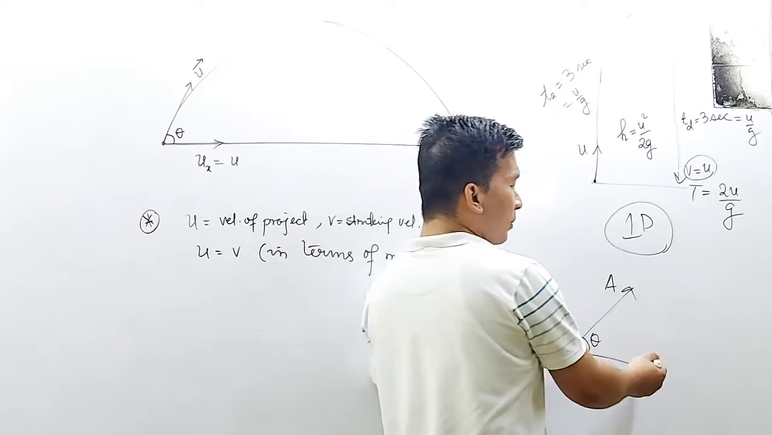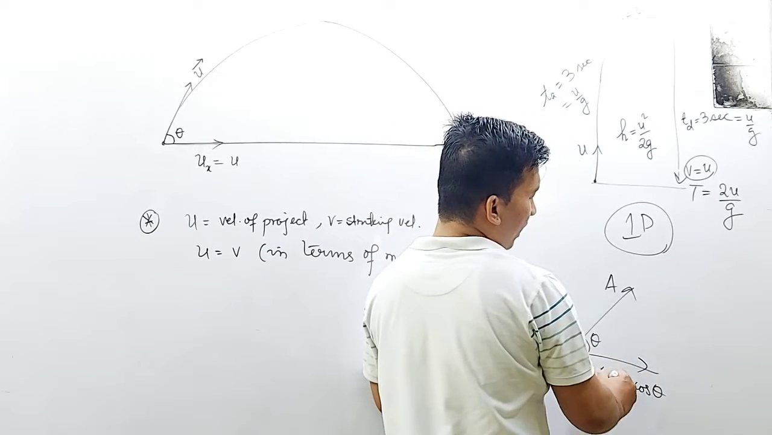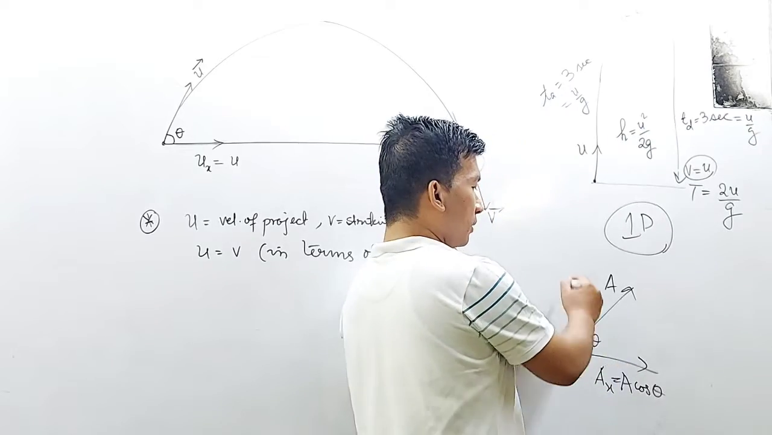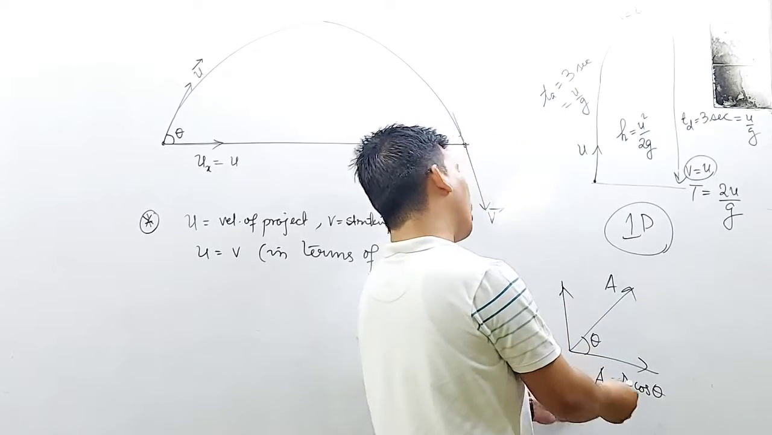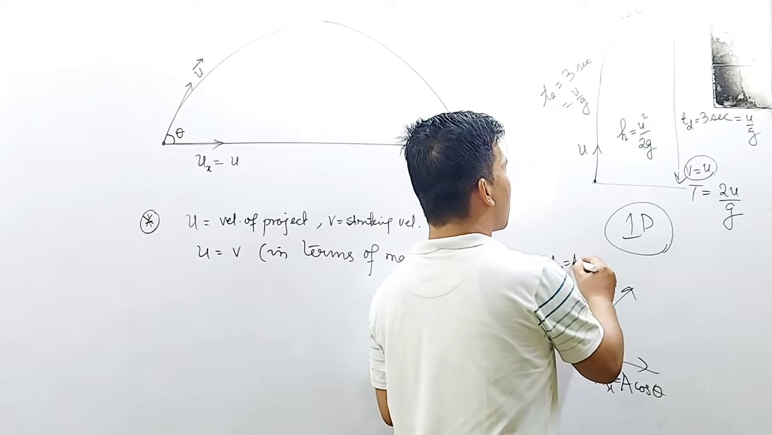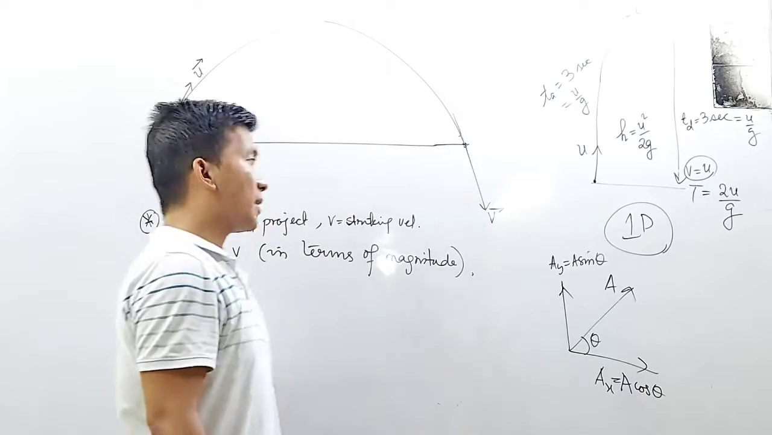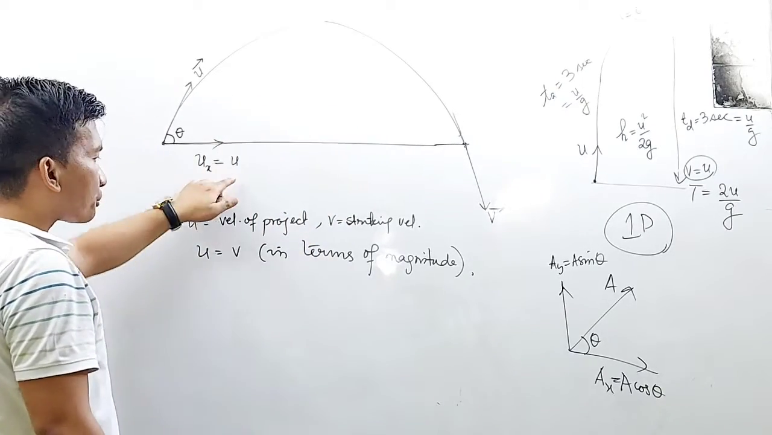The angle same side component will be a cos of theta, and this will be known as ax. And the perpendicular component, ay, is equal to a sin of theta. You should remember this.